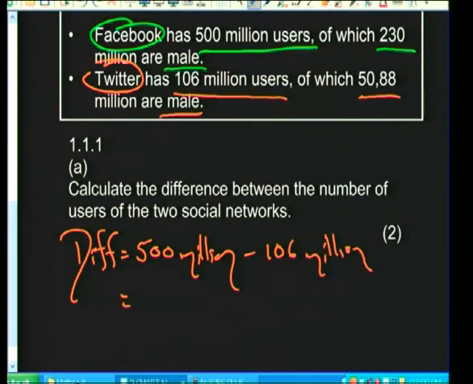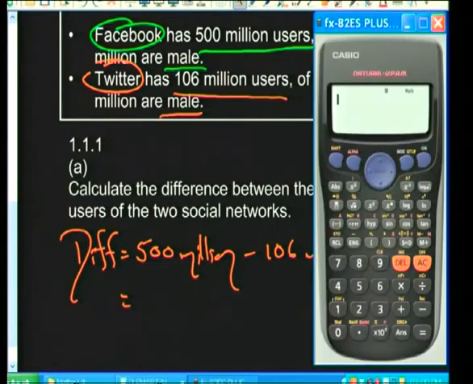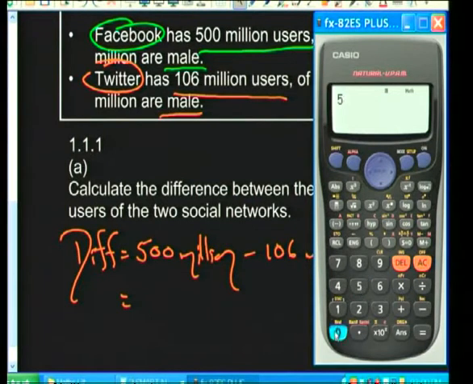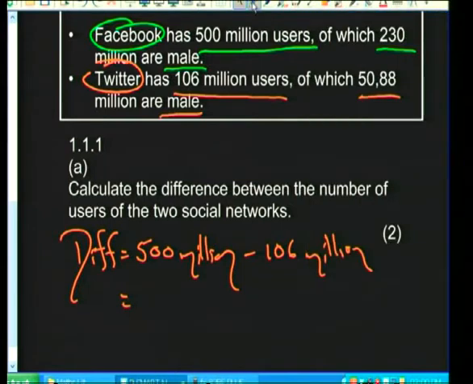And my answer, and guys, again, let's use the calculator. Why not? You've got a calculator, use it. So I've got 500 minus 106 million equals, and my answer is 394 million. So 394 million is the difference with the number of users that I have. I knew this question was not going to be hard. Why? Because if I look at the question, I can see it was only worth 2 marks.